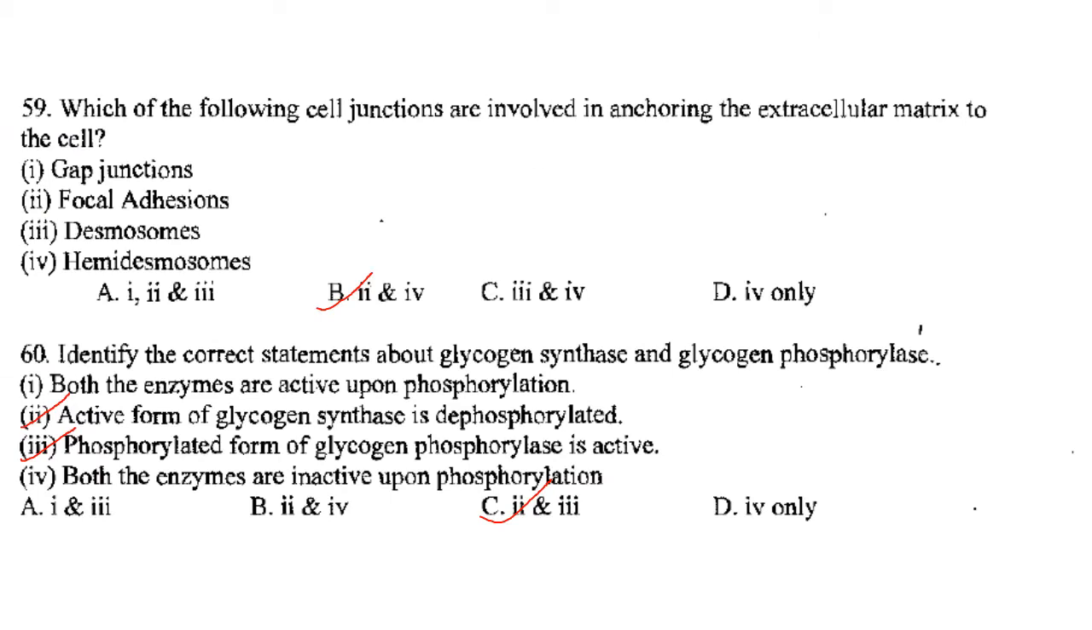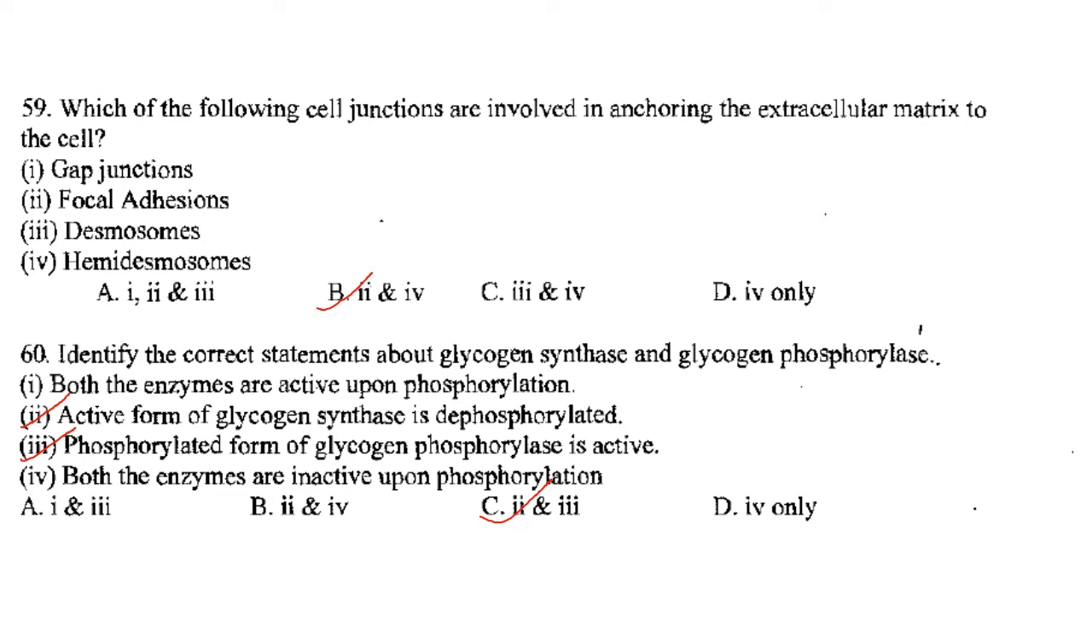Then which of the following cell junctions are involved in anchoring the extracellular matrix to the cell? So gap junctions, no. Focal adhesions, yes. Hemidesmosomes, 4. So not desmosomes. So focal adhesions and hemidesmosomes are involved. So answer is 2 and 4.